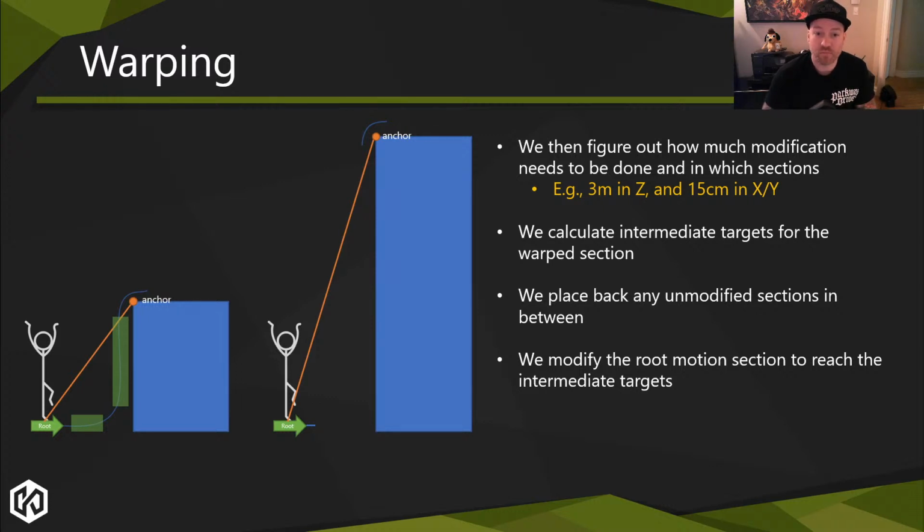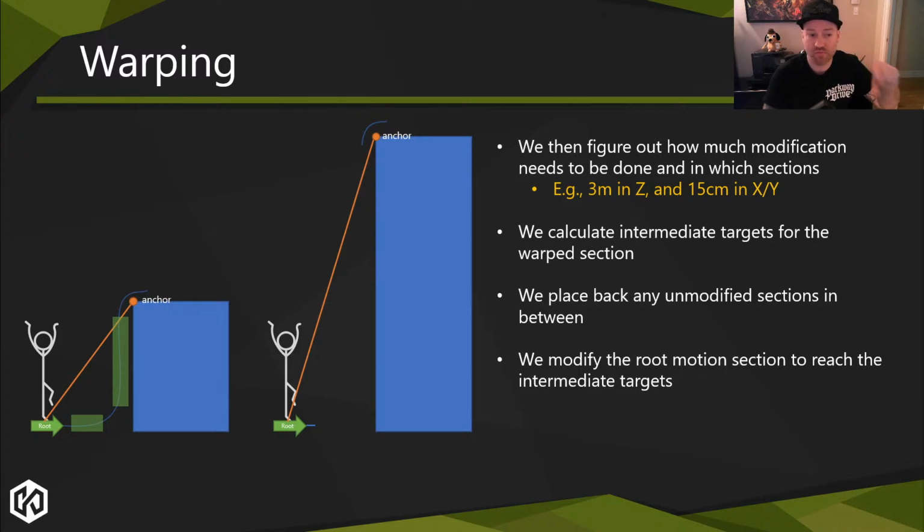So we look at that setup. We have the initial bit at the start, we have the end bit at the end, and we say, okay, how much do I need to modify the animation to reach this? How much do I have to modify the root motion track? And how many sections do I have that need to be modified, and what are the modifications I need to apply to those sections? We can look at that. We'll do some calculations. The math is entirely up to you. There's no wrong or right way. Depending on the situation, you can have different ways of solving it. You calculate intermediate targets for those sections, and then you put back any sections that are unmodified.